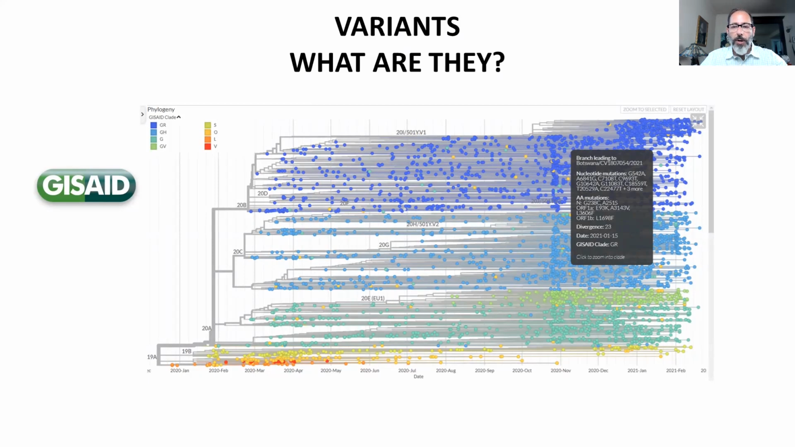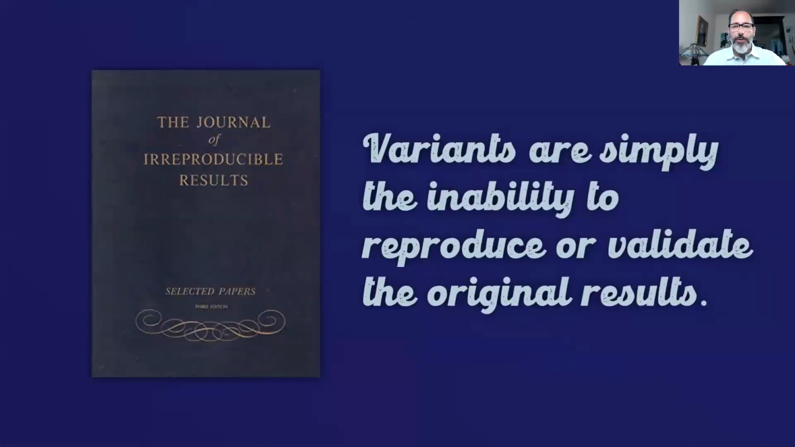And this is all 100% artificial and imaginary, because what essentially happened is that they tried to reproduce the genome sequence and they were unable to get the same results because it's not actually a valid result. So each of these variants is really just the inability to reproduce the results.